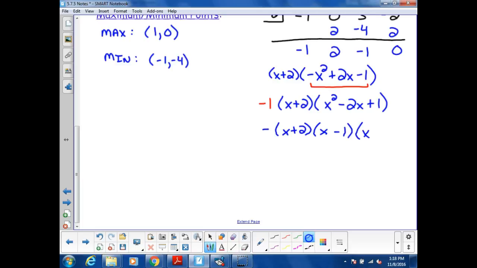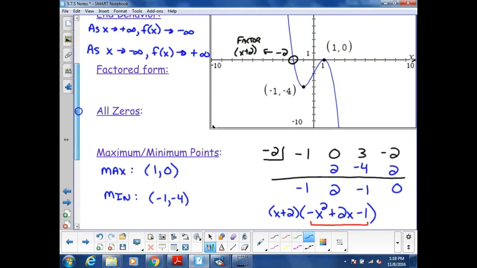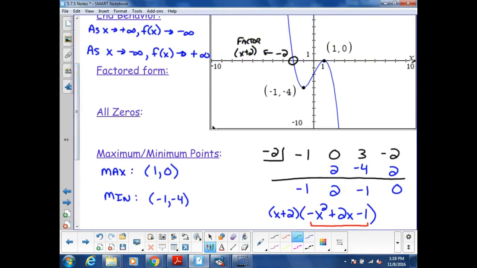-1 and -1 multiplied together to be +1 and add to be -2. So that then becomes the factored form of f of x. So f of x here is going to equal x plus 2. Oops, I forgot the negative sign.